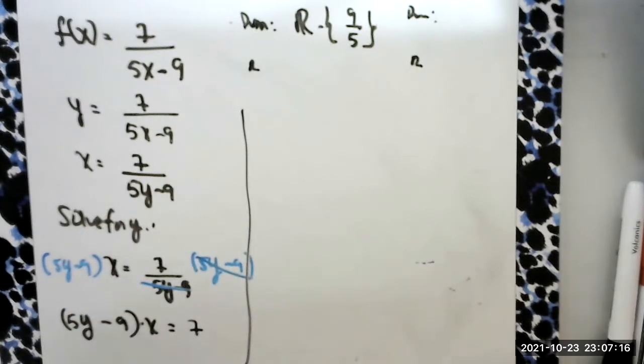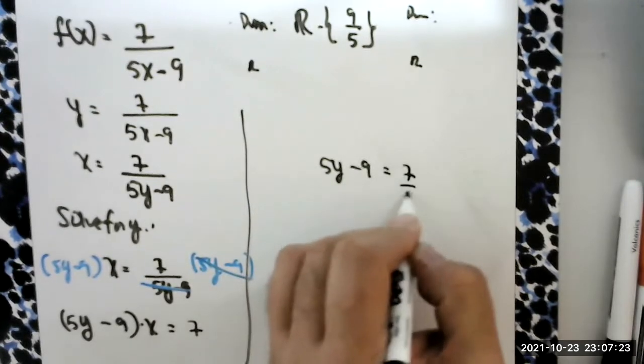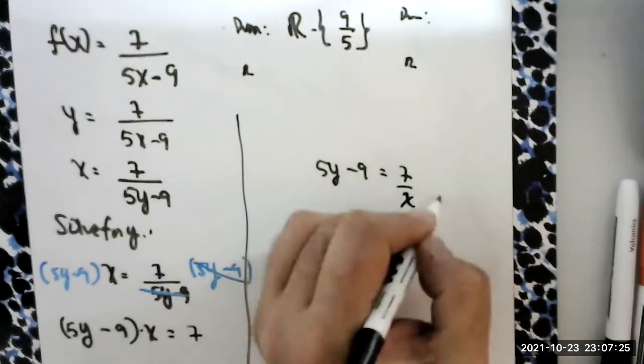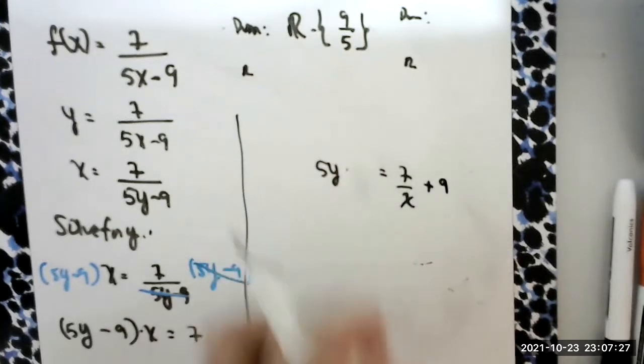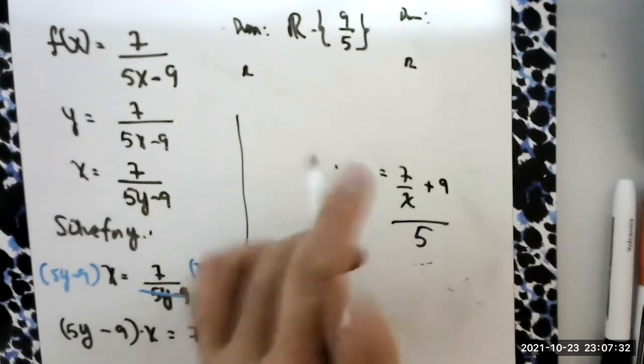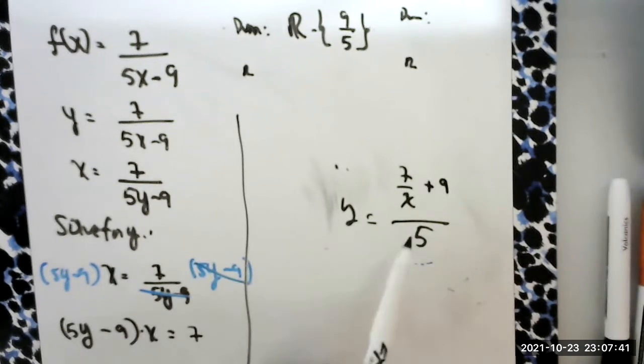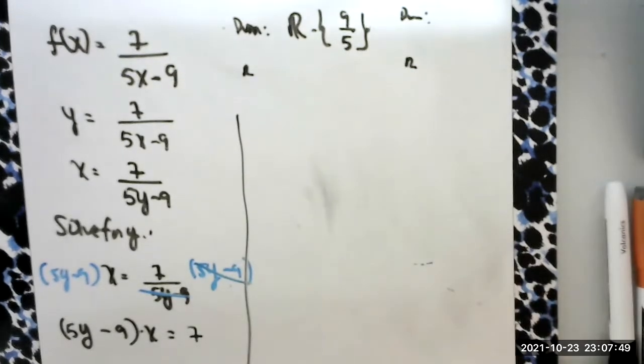So before I distribute, let me show you what I mean. If I were to divide by x, you have 5y minus 9 equals 7 over x. Then you add 9, I'm going to be lazy here. Then you divide by 5. So now you have y equals this. And of course you need to remember your intermediate algebra skills to be able to simplify this complex fraction. So this is why I prefer to distribute from the get-go.